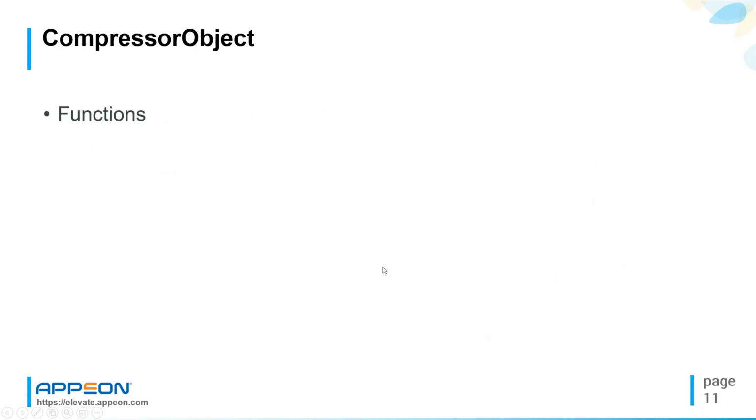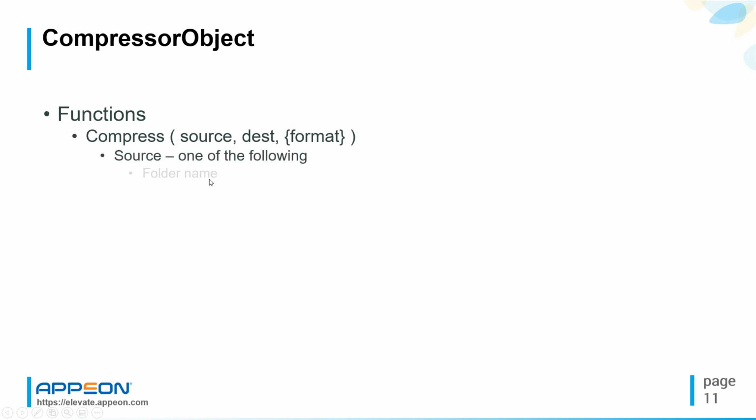Okay, there's a new compressor object in 2019. This is for either compressing data in memory or files on the file system. So for the source here, that could be a folder name, it could be one or more files in an array, or it could just be a blob. Now the destination is going to depend on what the source is. If you pass in a file name or a list of file names or a folder name, what you're going to need to provide for the destination is a file name.